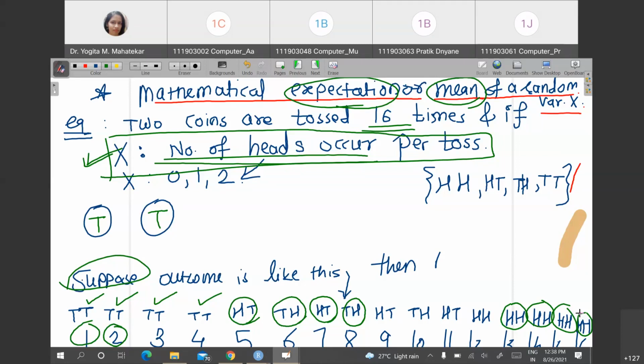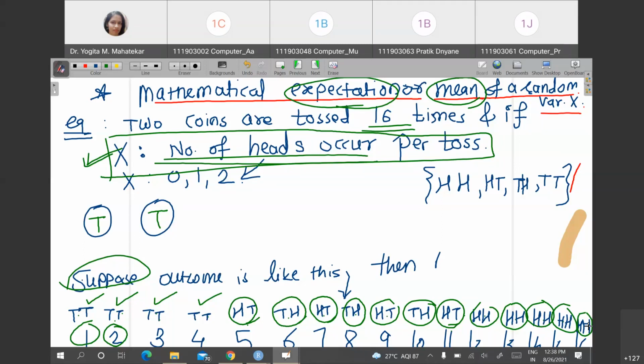If I see the first 4 tosses, I am getting TT, TT, TT, TT. After that, from the 5th to the 11th toss, I am getting only one head. So the value of the random variable capital X from toss number 5 to toss number 11 is 1. How many times are you getting one head out of 16? 1, 2, 3, 4, 5, 6, 7 times. 4 times I am getting no head, 0 heads. And HH 5 times, right? So how many times are you getting 2 heads? 1, 2, 3, 4, 5 times out of 16. So what is the probability of getting 0 heads in this case?